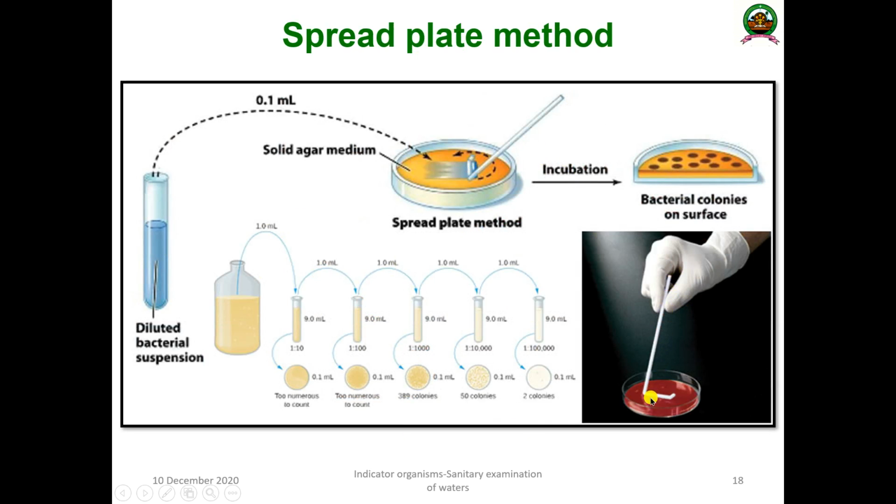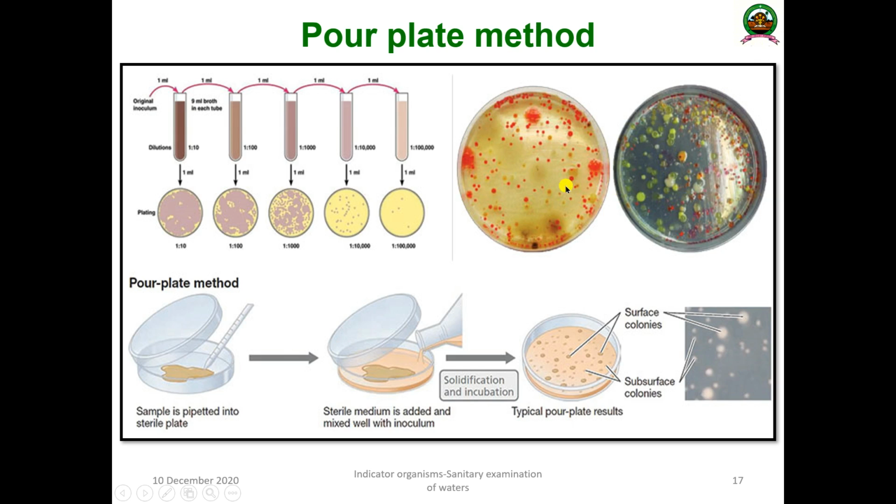You can see an L rod, a small L rod. This is the medium. Once you pour that 0.1 ml on the top of the agar, you have to rotate it like this. Properly, using this L rod, spread it completely, nicely, all around. Then you keep the plate for incubation. Then you can see the bacterial colonies the next day. This is the original plate. That is known as a spread plate.